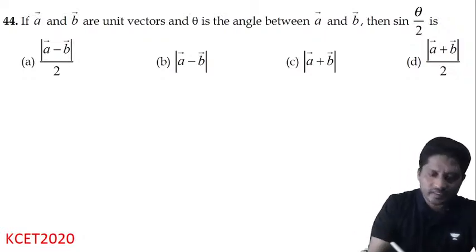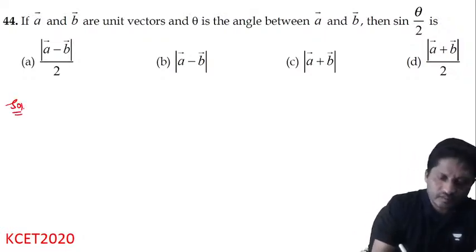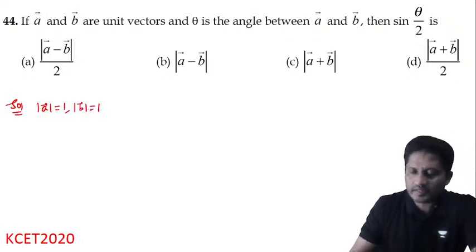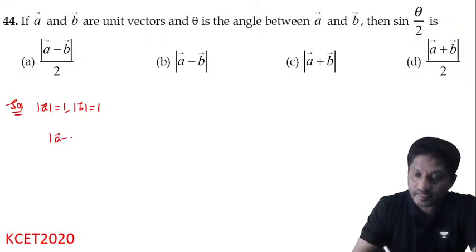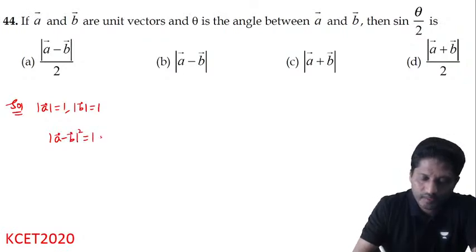A and B are unit vectors, right? So modulus of A is 1 and modulus of B is also 1. Theta is the angle between A and B. What is sin theta by 2? What is mod of A minus B the whole square?